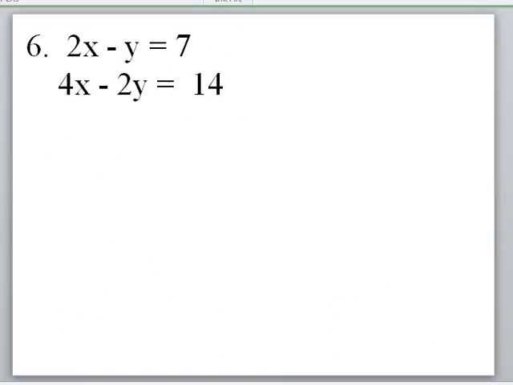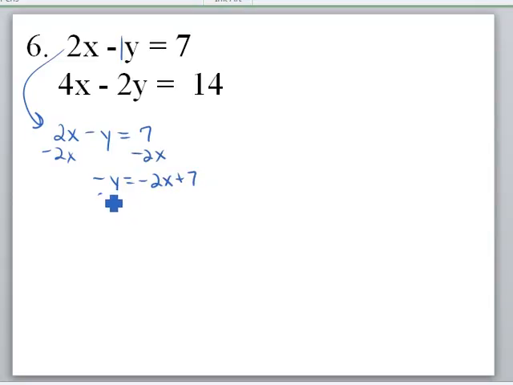Alright, in this last example, what I have is an equation that has a negative 1 for a coefficient. So it's going to require me one additional step to solve for y. So I'll subtract 2x from both sides. And then I still have my negative y equals negative 2x plus 7. So then I end up having to divide by negative 1 everywhere. So what I end up with is y equals 2x plus negative 7. So this is what my box equals.